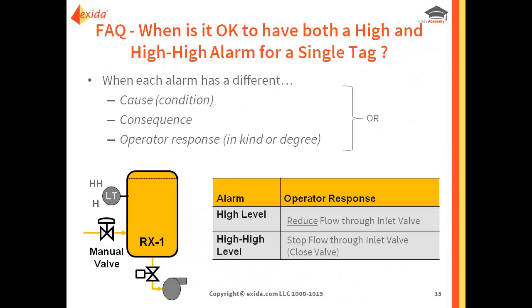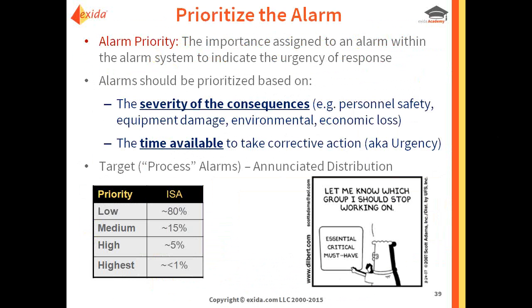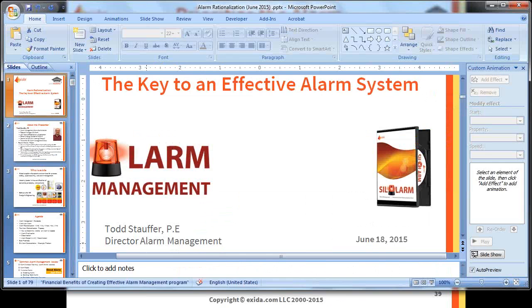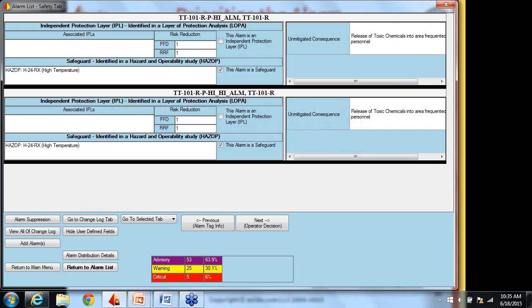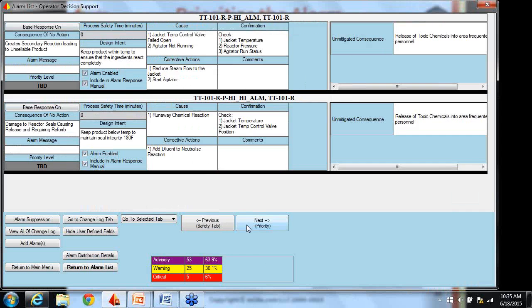Those would count as two different operator responses in kind or degree. So again, the idea is something needs to be different between them. So if we look back at the SILAlarm tool and we look at our rationalization, we've completed it for the high alarm, and now we've also filled out the requisite fields for the high.